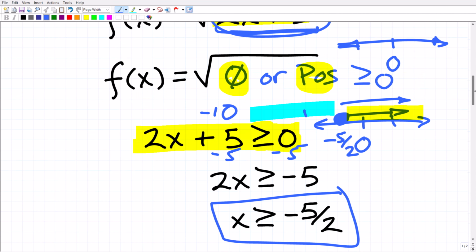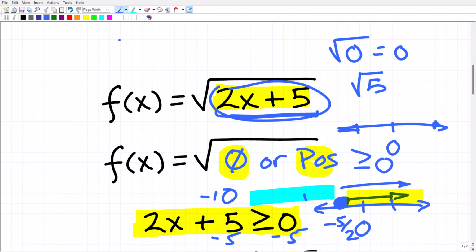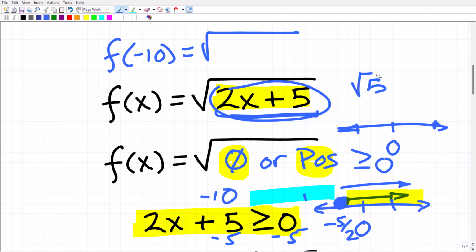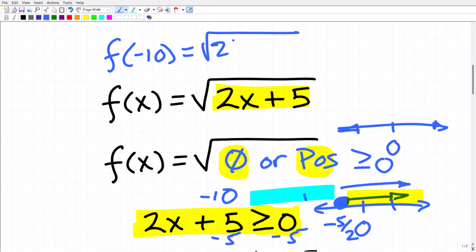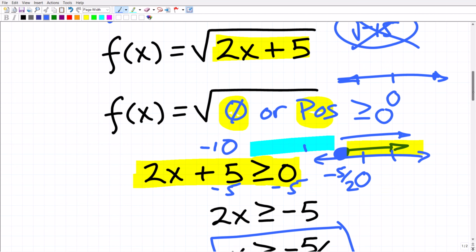Matter of fact, let's take a quick look at this. So if I was trying to figure out what f of negative 10 is, okay, so what would I do? Well, I would go into my function. Let me erase this here. And I would go 2 times negative 10 plus 5. All right, so what's that going to be equal to? Well, 2 times negative 10, of course, is negative 20 plus 5. So this is going to be the square root of negative 15. And of course, right here, we have a square root of a negative number, right? So the answer is not in the real number system. Okay, so hopefully this makes sense.